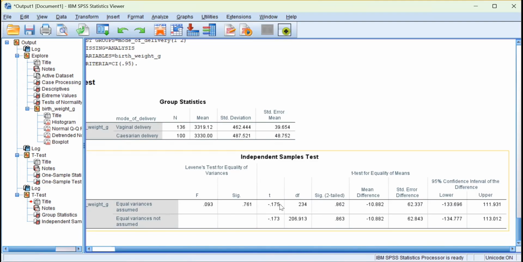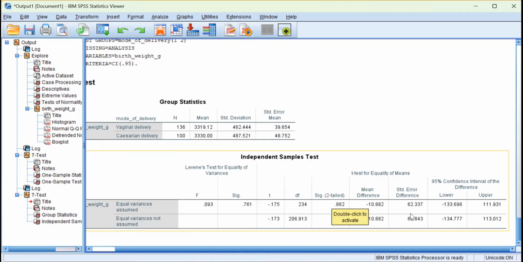All right. So we have our test statistic here, which is negative. And then we have our degrees of freedom. This degrees of freedom is the sample size minus 1, which means our sample size was 236. Maybe there was one missing value. Then we have our significance here, 2-tailed. You can see very well that it is not significant. It's 0.862, which means that there is no difference between the birth weight of those who were born through vaginal delivery and those through CS, which means we're not going to reject our null hypothesis.